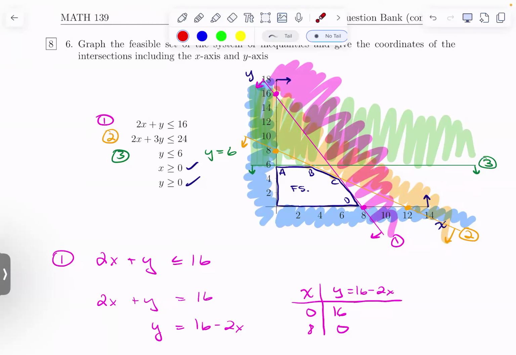So the reason I've labeled these lines is so that I can keep track of, okay, A is the intersection of x equals 0 and y equals 6. That one's pretty straightforward, right? B is the intersection of line 3 and line 2. C is the intersection of line 1 and line 2. And D is the intersection of y equals 0 and line 1. Right?